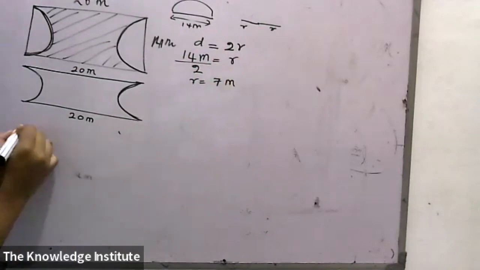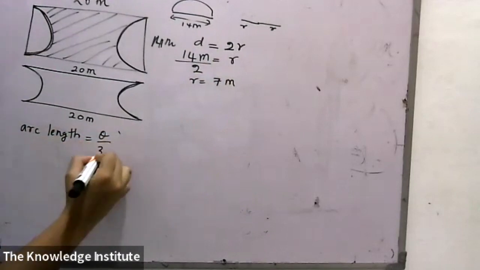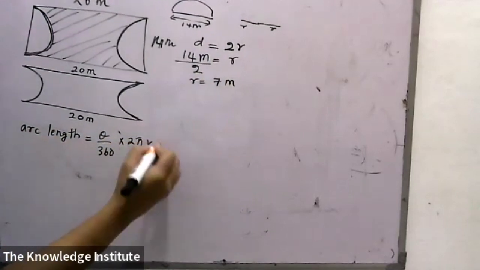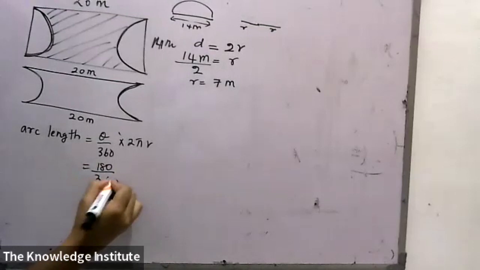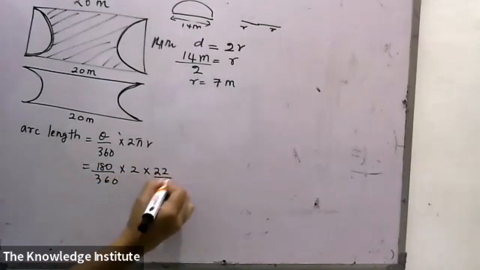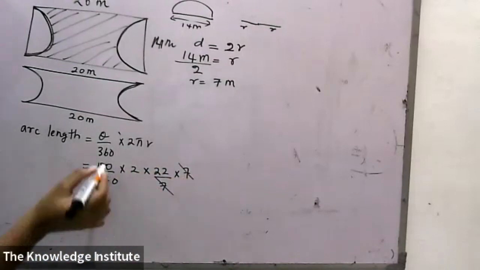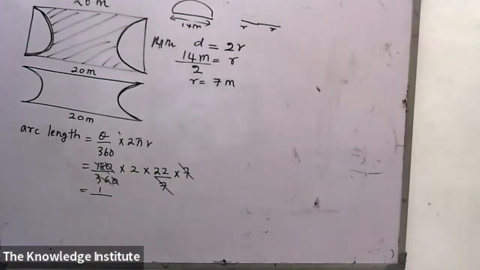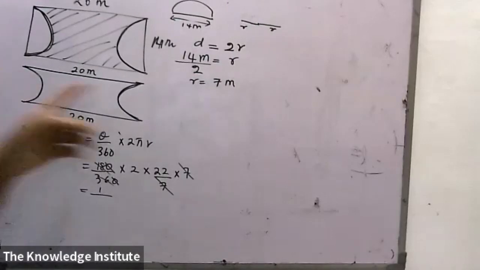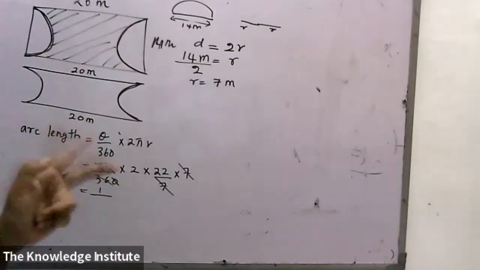Now, shall we find the arc length? You know, theta over 360 into 2 pi r. We have found the radius. The theta value is 180 over 360 times 22 over 7. The radius is 7. Let's cut off 7, 7, done. And 18 divided by 18 is 1. Why is theta 180? Semicircle, no darling. If it's a whole circle, it is 360 degrees, and half of a circle is 180 degrees.